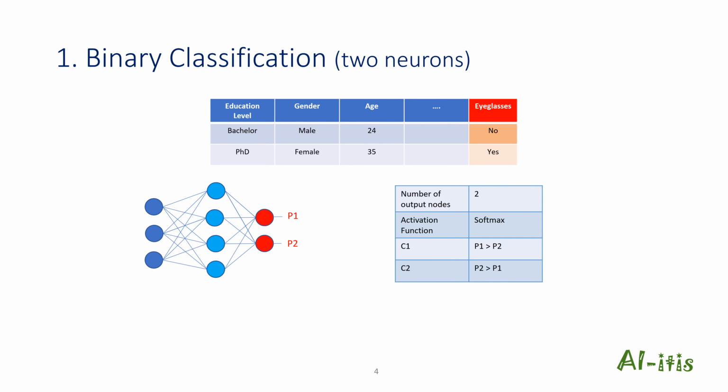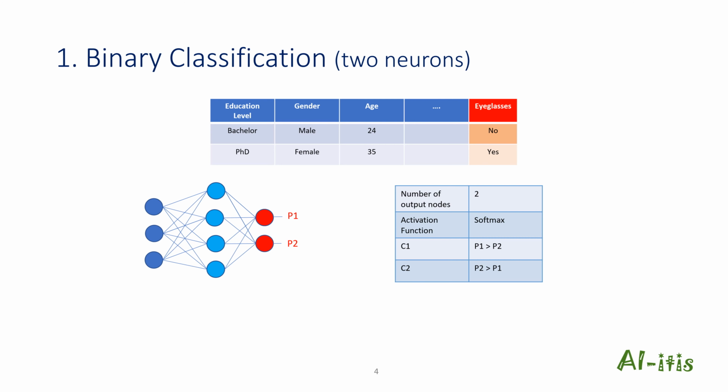Instead of having just one neuron in the output layer, we can build our neural network by considering two neurons in the output layer. In this case, if the output of the first neuron, which means P1, is greater than P2, then we assign the first label, which is no eyeglass is needed. And if P2 is greater than P1, then we assign the label yes, which means an eyeglass should be prescribed.